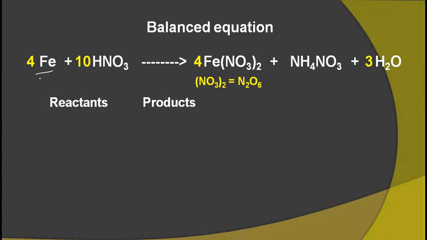There are 4 iron atoms on the reactant side, and we have 4 iron atoms on the product side. And there are 10 hydrogen atoms on the reactant side, and we have 4 hydrogen atoms over here, and we have 6 hydrogen atoms over here. 3 2s are 6. You have to multiply the number of molecules. Here 3 refers to the number of molecules of water. So I have to multiply 3 with the number that you find in the subscript of the symbol of the element, to get the total number of atoms.